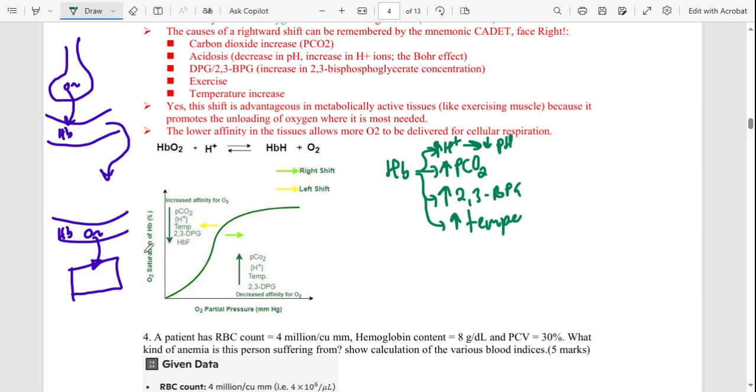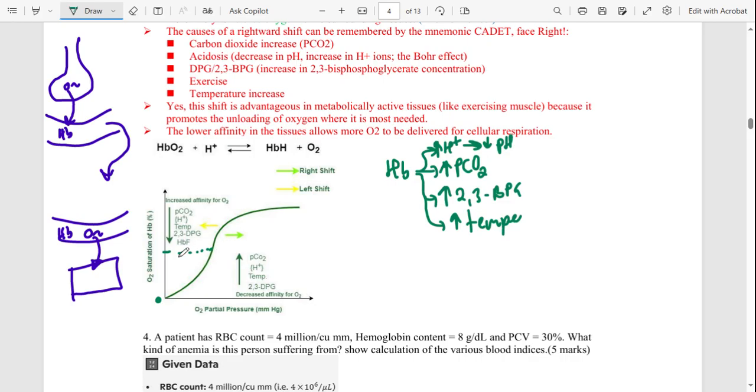The y-axis represents the saturation, how much oxygen is bound to hemoglobin. And then the x-axis represents the partial pressure. What is the partial pressure of oxygen? So let's say here no oxygen is bound to hemoglobin, and then in the middle here, that is where half of the hemoglobin has bound to oxygen, like 50%.